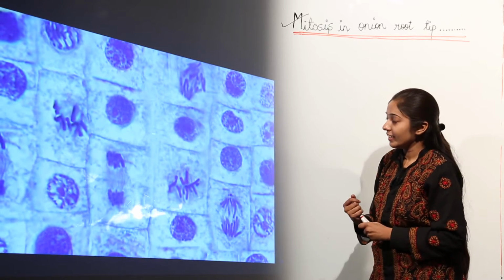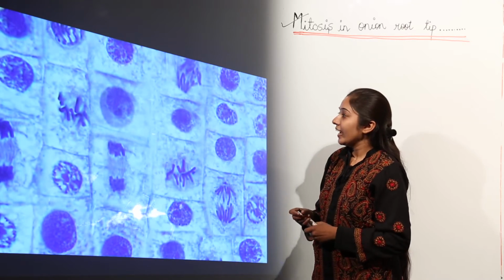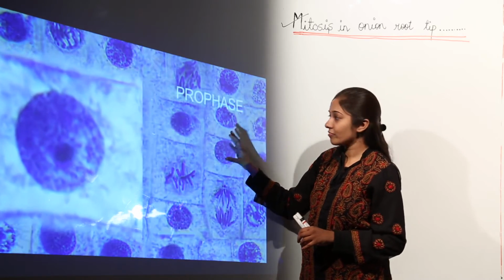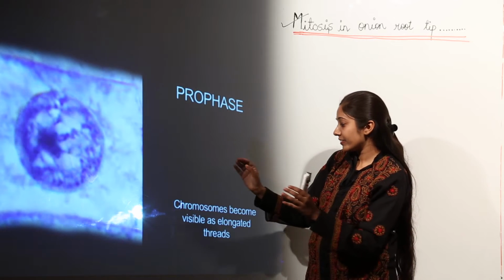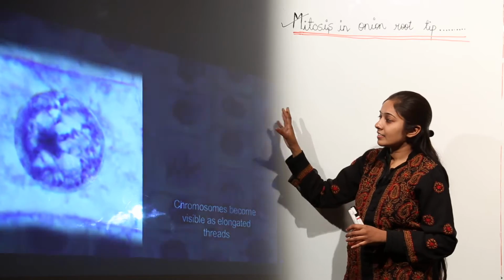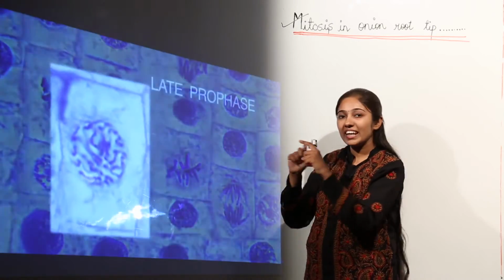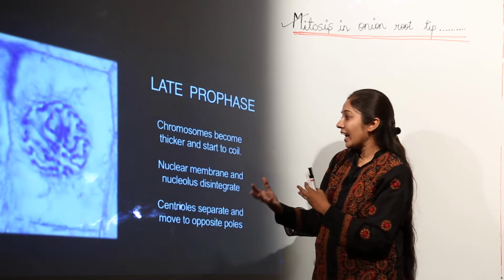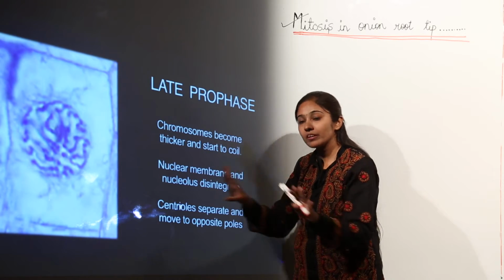So let us see. The first stage of mitosis is the prophase stage, and we take this cell. This is showing the prophase stage of mitosis. You can see that the nuclear membrane is disintegrated and chromosomes are visible in this stage. Now we can take this cell, which is going to show you some late prophase stage. Now chromosomes are more thick and they are starting to coil up, and you can see the nuclear membrane and nucleolus are disintegrating, they are disappearing now.